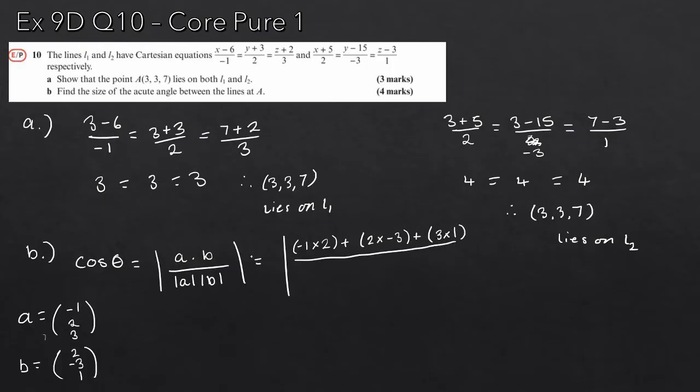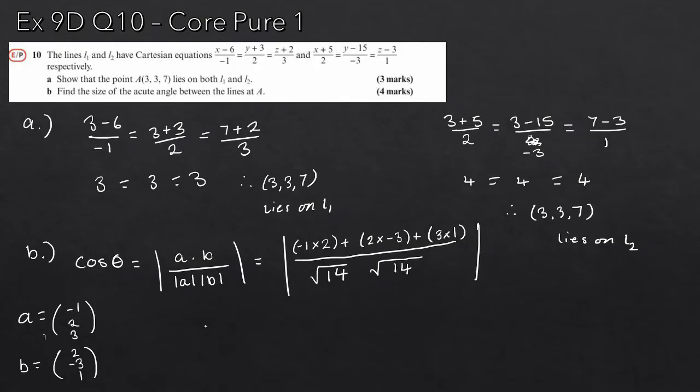All divided by the modulus of A. That's going to be minus 1 squared, which is 1, plus 2 squared, which is 4, plus 3 squared, which is 9. So 9 plus 4 is 13, plus 1, so that could be 14. Times that by the modulus of B. So that's going to be 2 squared, which is 4, plus 3 squared, which is 9, plus 1, so it's the exact same again. So that's going to be root 14.